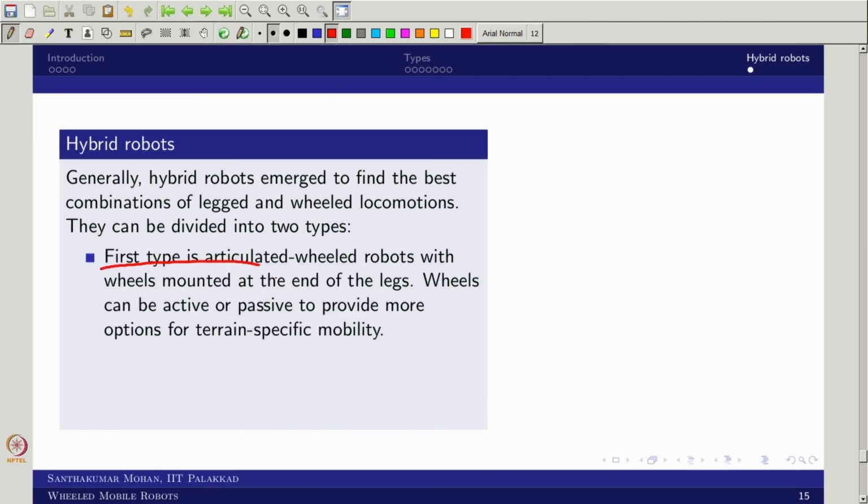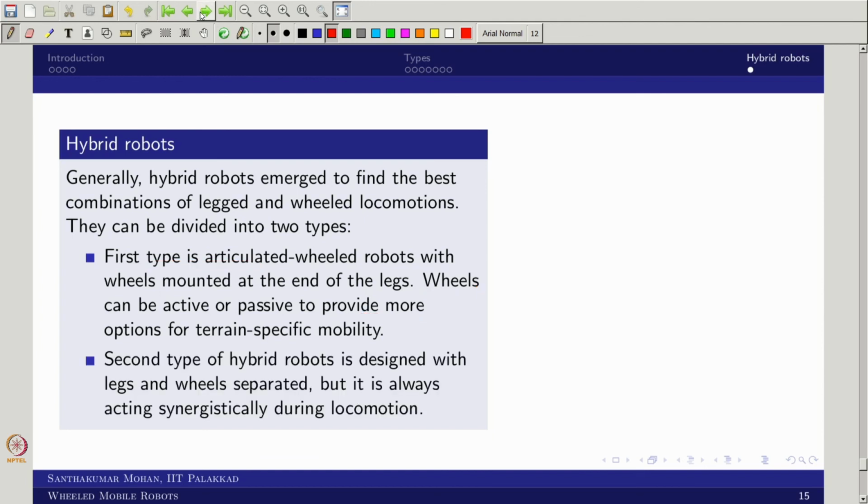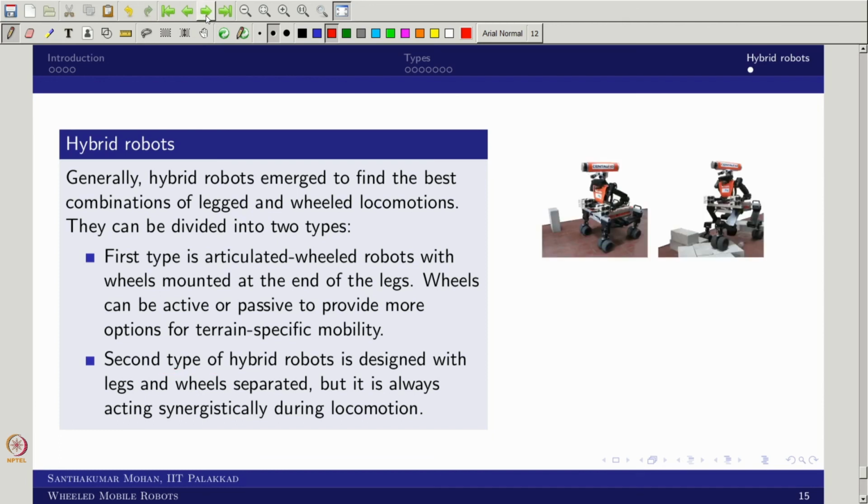So the first type is the articulated wheeled mobile robot, where the wheel is attached at the end of the leg. Here the wheel can be active or passive, and it provides more options for terrain-specific mobility. I will show you a picture later. The other type is independent, where the leg and wheel are separated and used synergistically during locomotion. You can see the picture here.